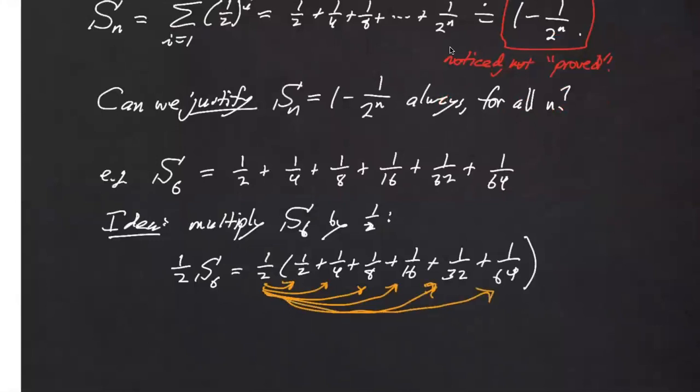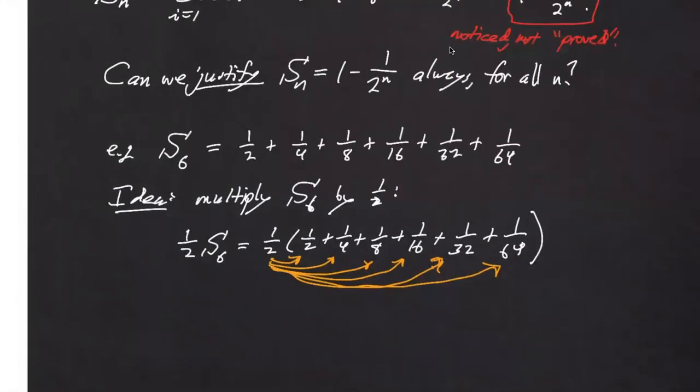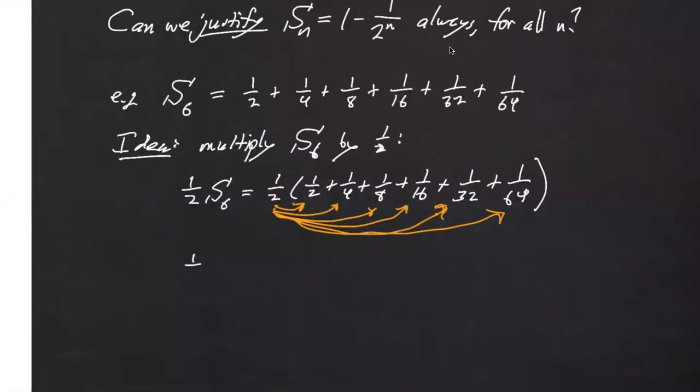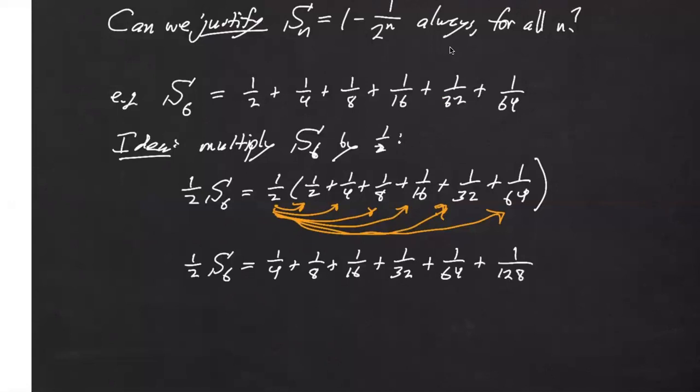And if we do that, we get 1/2 S sub 6 equals a quarter plus an eighth plus a 16th plus a 32nd plus a 64th plus 1/128. If you double 64, you get 128. So we got that. And you might think, wonderful, good job. But what does that actually accomplish for us?